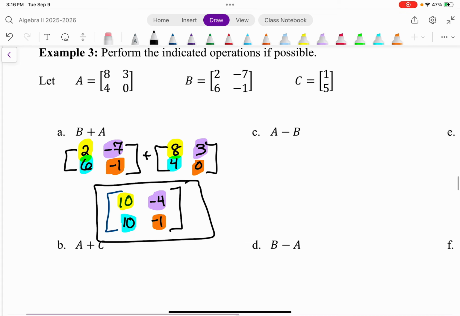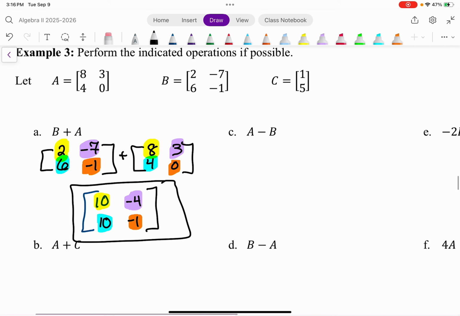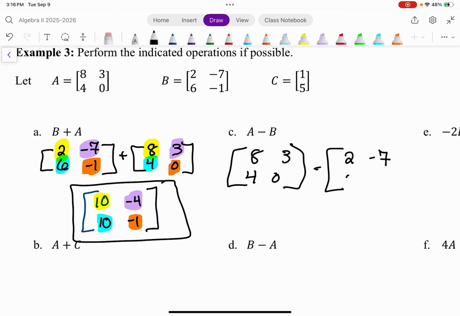Okay, then we're going to go across to part C. This one, we have matrix A minus matrix B. Starting with A, we have 8, 3, 4, 0. And then for B, we have 2, -7, 6, -1. With subtracting, you just want to be careful with the negatives and the double negatives. Those get a lot of people.